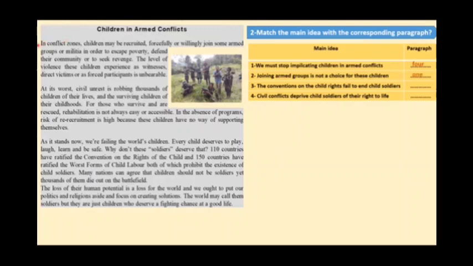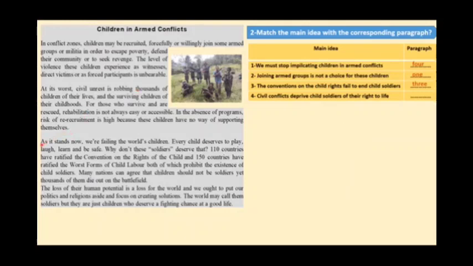In conflict zones, children may be recruited forcefully or willingly join some armed groups. Good. Idea number 3. The conventions on the child rights fail to end child soldiers. That's paragraph number... Excellent. Paragraph number 3.